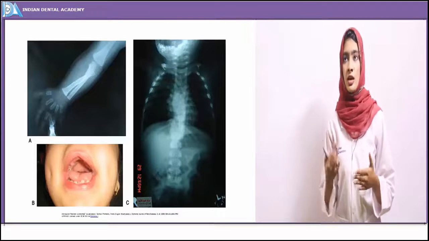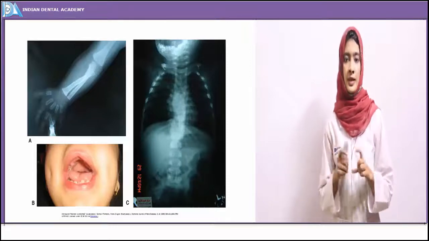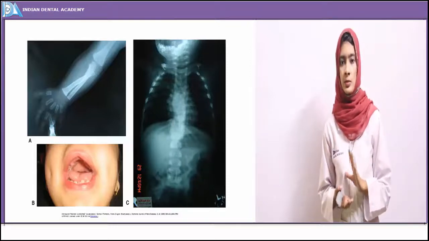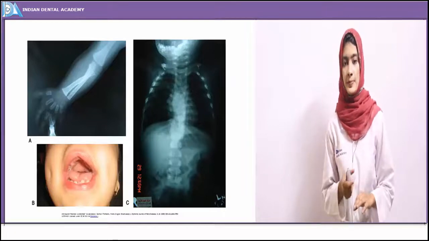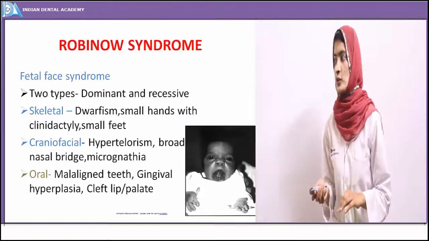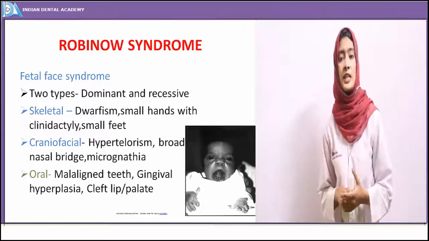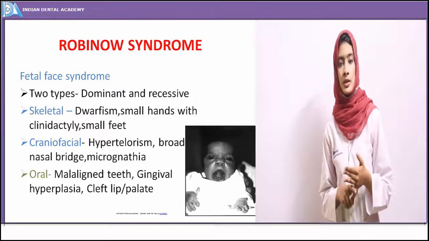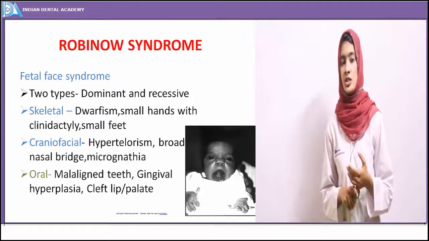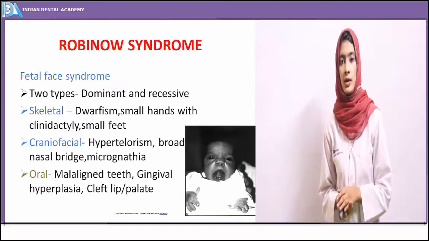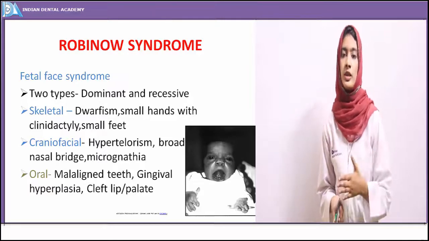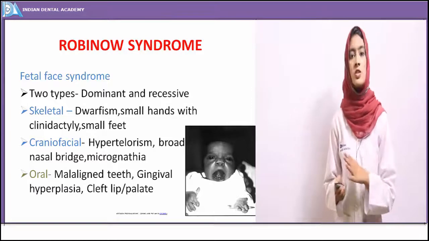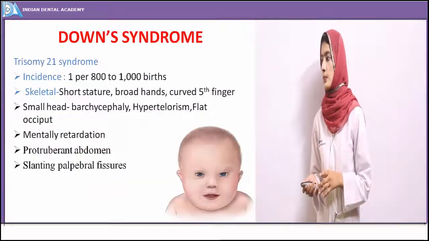Vertebral manifestations are more common. The presence of butterfly-shaped vertebrae was reported, especially in ribs. So in Robinow syndrome, along with the skeletal and other craniofacial and oral manifestations, the other characteristic feature is the vertebral manifestation, that is the presence of a butterfly-shaped vertebra.